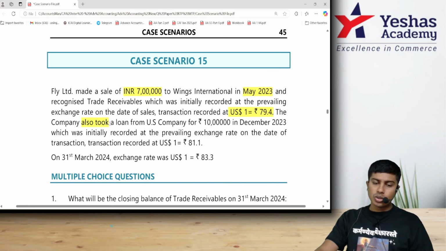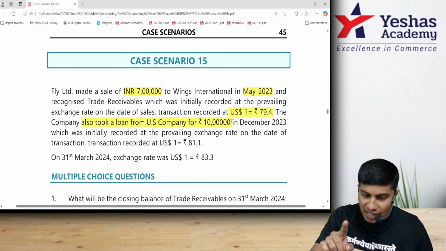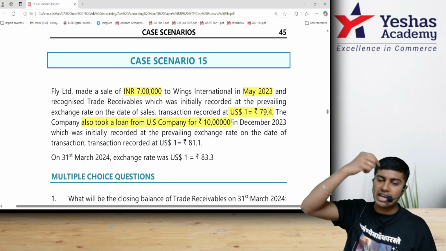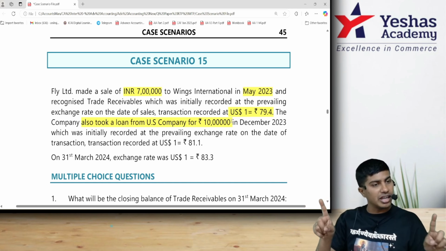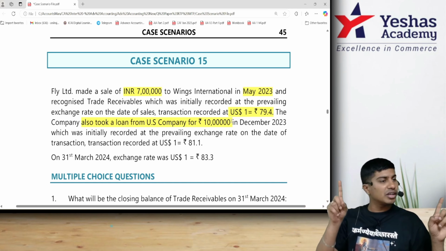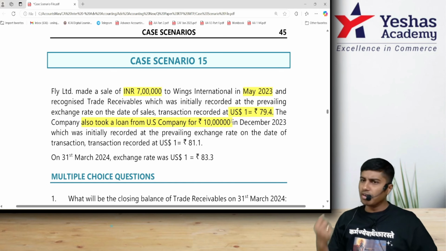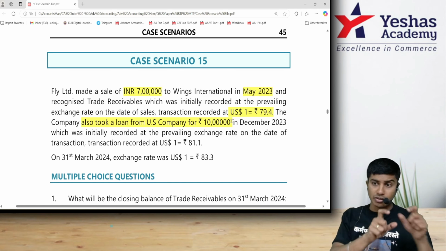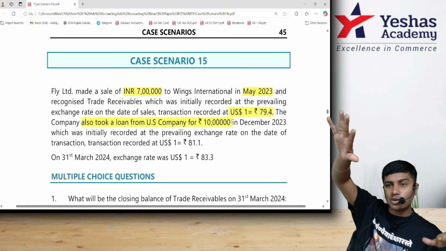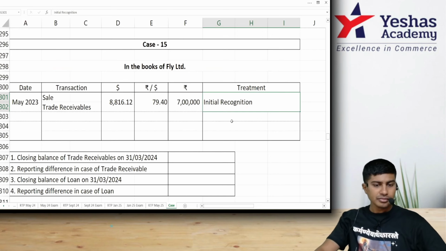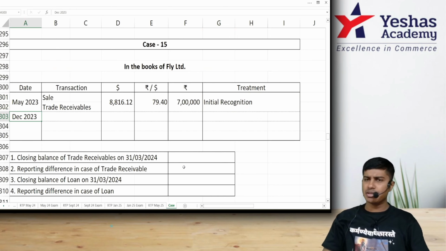The company also took a loan in a US company for rupees 10 lakh. This 10 lakh rupees loan and that 7 lakh rupees sale are not connected. They are two distinct, diverse transactions. Account for them distinctly and diversely. We've done questions in the past in the class also where there were two distinct transactions. One sale or purchase transaction was there, one loan was there, something like that. This is happening in December 2023.